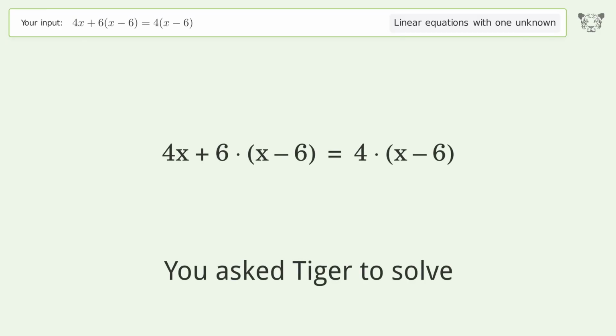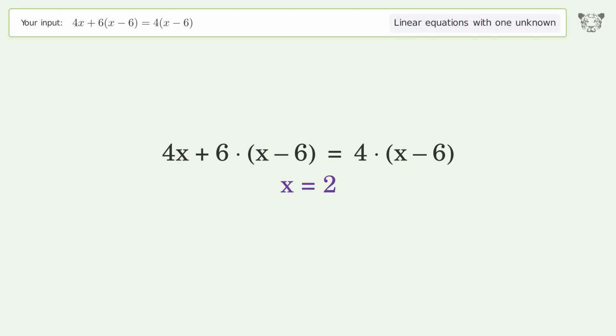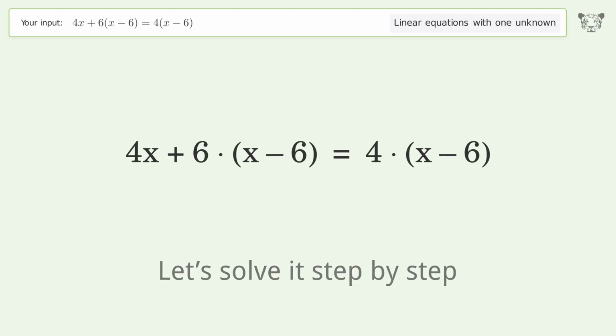You asked Tiger to solve this. It deals with linear equations with one unknown. The final result is x equals 2. Let's solve it step by step.